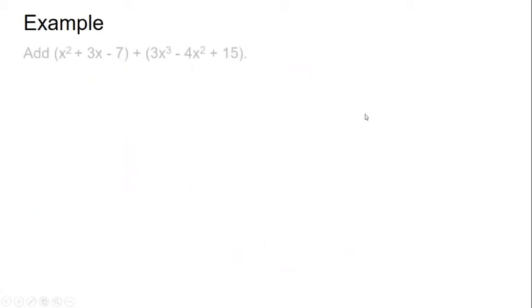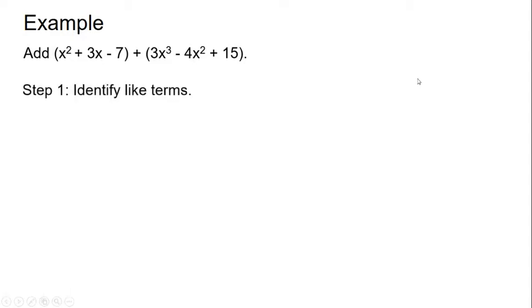So our first example, we're going to add x squared plus 3x minus 7 to 3x cubed minus 4x squared plus 15. So our first step is we're going to identify like terms. Like terms are terms that have the same degree of power. As you can see here, I put them in different colors. In maroon we have our x squared terms. In blue we have our constants. In purple we have our x cubed. And in pink we just have our x.